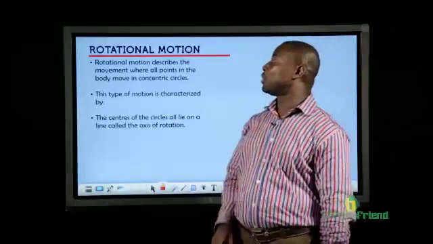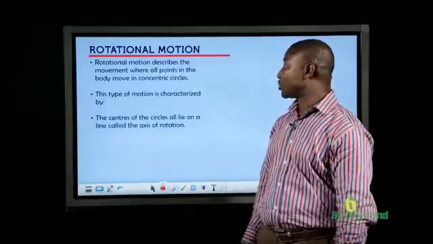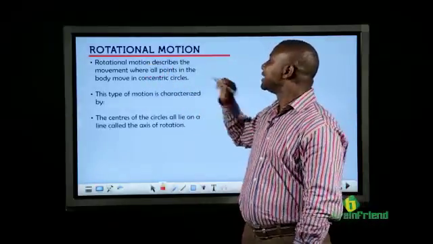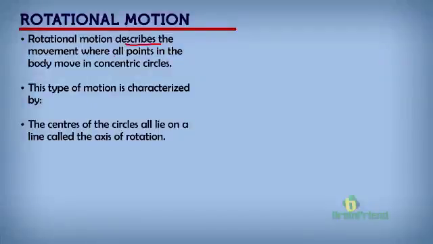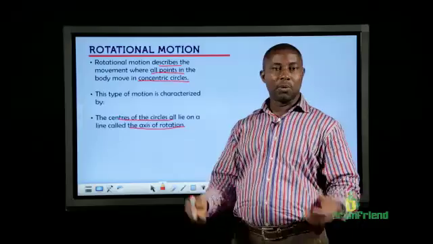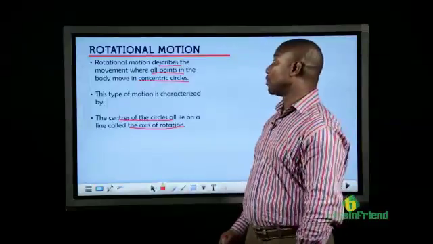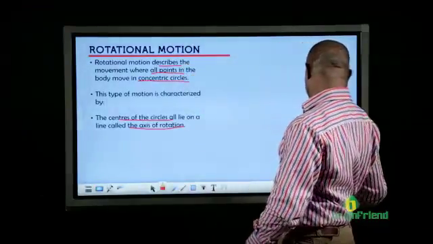The next type of motion we're going to be looking at is rotational motion. Rotational motion describes the movement where all the points of the body move in a concentric circle. They have a fixed point and all the parts move around that fixed point in a concentric circle. Let's look at what characterizes this type of motion. The centers of the circles all lie on the axis of rotation.